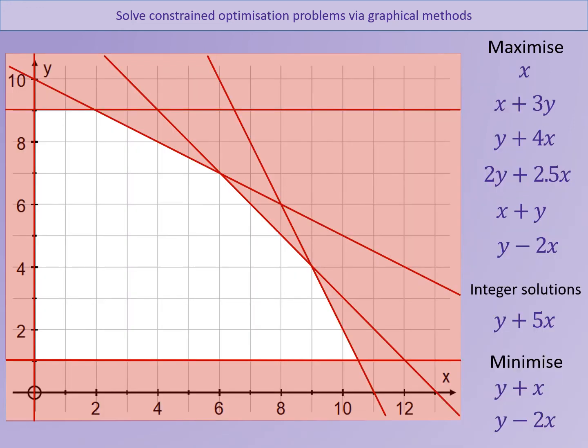Now going to practice using the objective function to either maximise or minimise. So for each of these questions, use the feasible region on the handout. For the first 6, you need to maximise each of the values. So in each case, these will be p equals, so p equals x plus 3y, and so on. For the 7th one, you're going to maximise but only consider integer solutions. And for the final 2, you're going to minimise the objective function, which means rather than having the ruler as high as possible, we are making the ruler as low as possible.